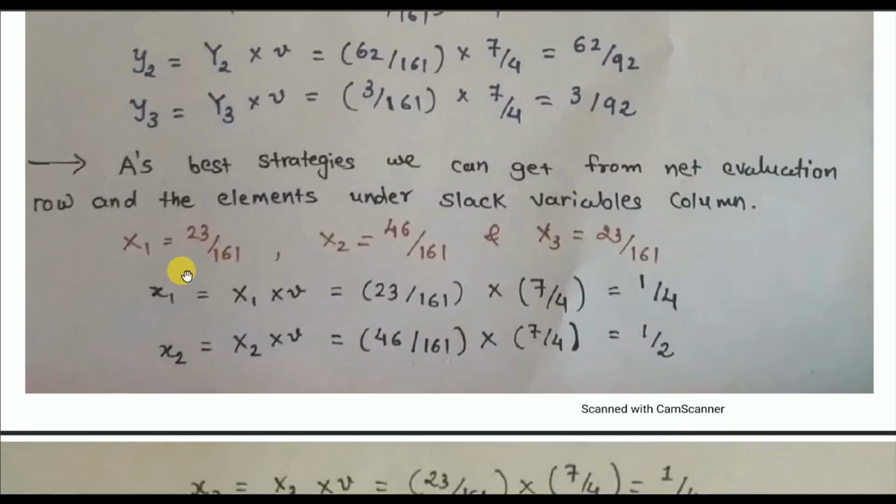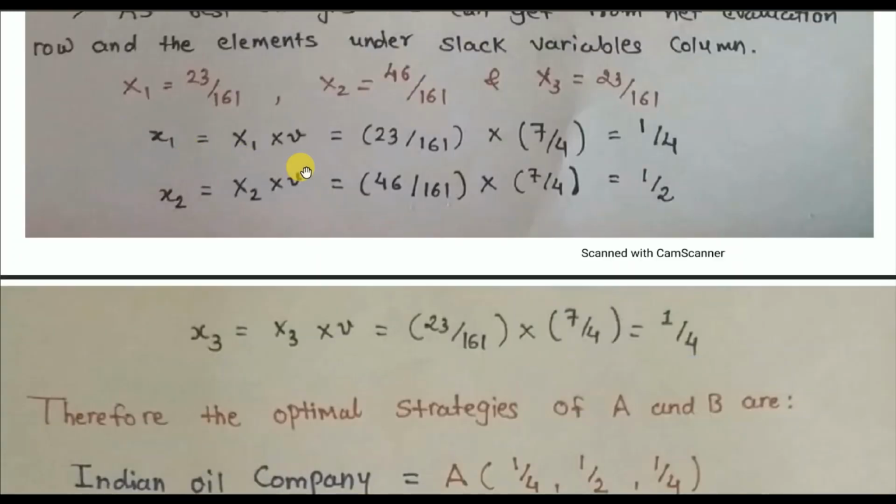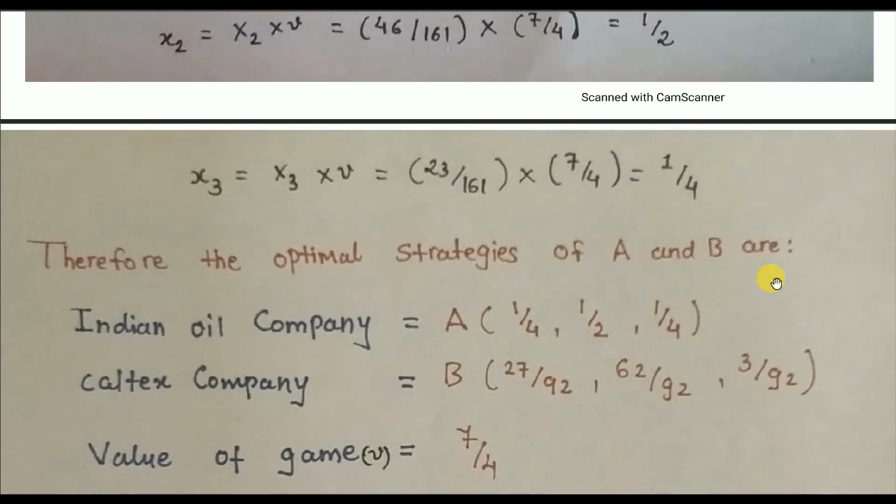Now we have to calculate small x1, small x2 and small x3 in the same way in which we calculated y1, y2 and y3. So small x1 is equal to capital X1 into v, which gives 1 by 4, 1 by 2 and 1 by 4. Therefore the optimal strategies of A and B are this: 1 by 4, 1 by 2, 1 by 4, 27 by 92, 62 by 92, 3 by 92, and the value of game is equal to 7 by 4.